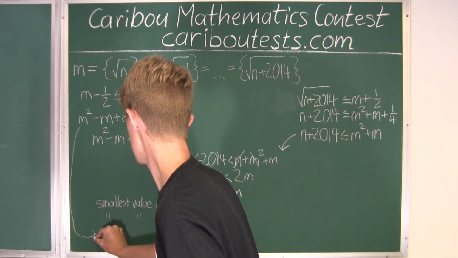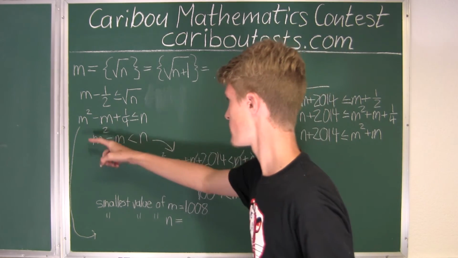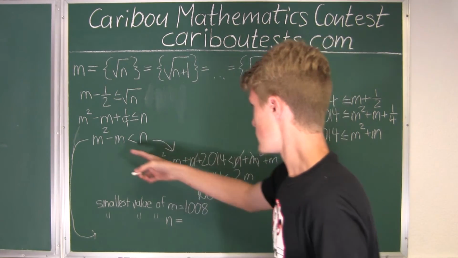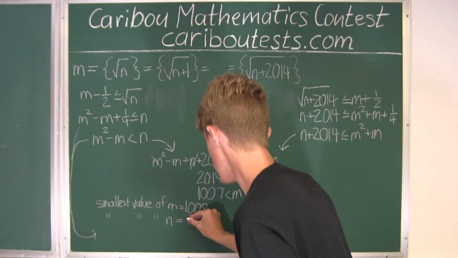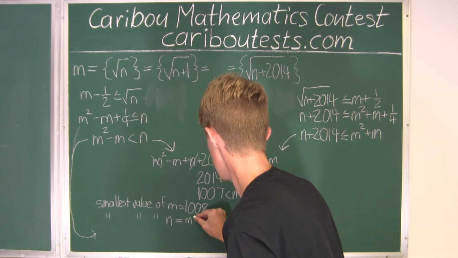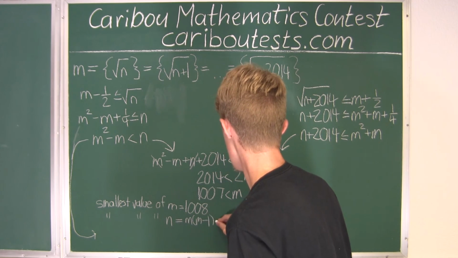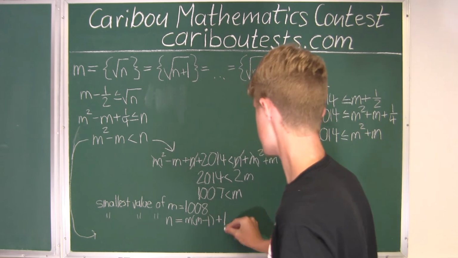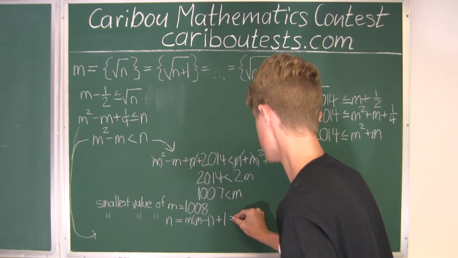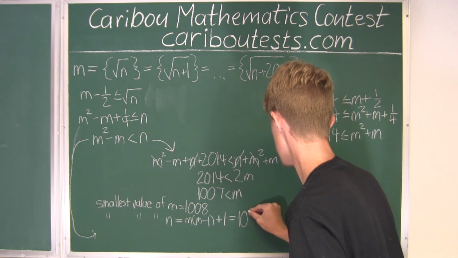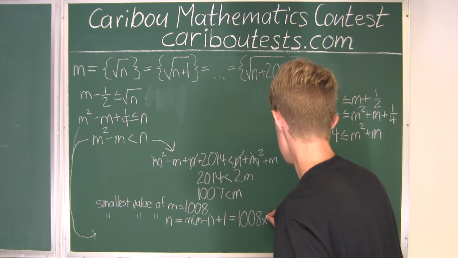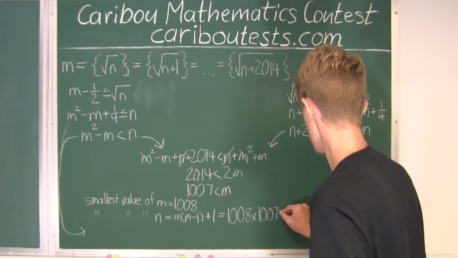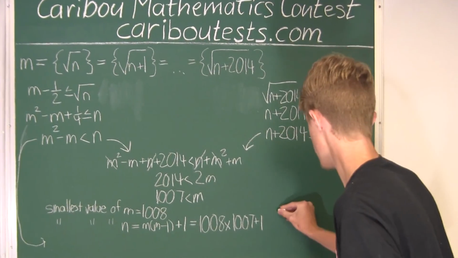So we have m squared minus m, well, actually, here's the correction. There, we would bring down that. So we have m squared minus m, which can also be written as m times m minus 1. And now it would just be 1 greater, plus 1. So this is equal to 1008 times 1007, and then just plus 1.